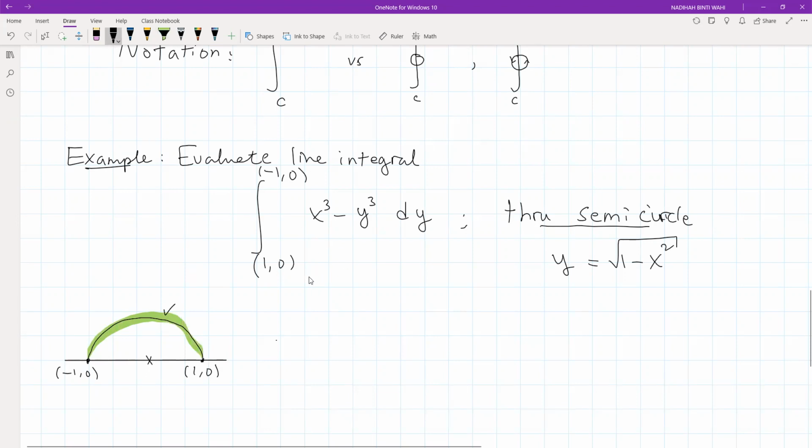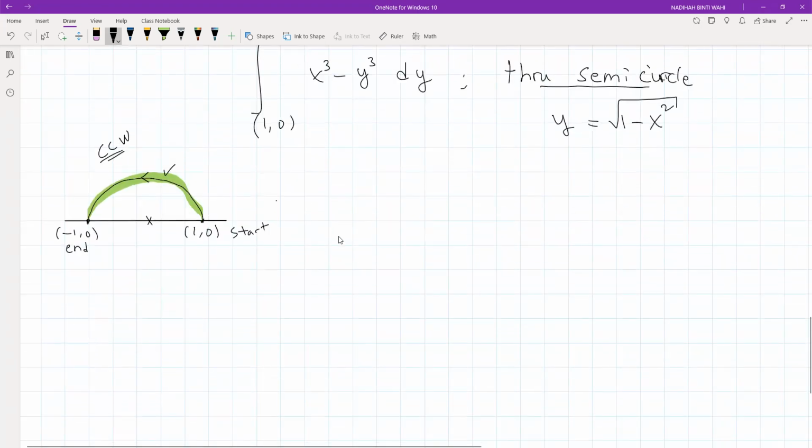Okay, and then let's see the orientation. This says that from 1, 0. So the starting point is right here. The ending point is this point. So the orientation is from right to left. So this is counterclockwise, which is our convention. So this is okay. Okay, any questions so far? All right, so that is the question.